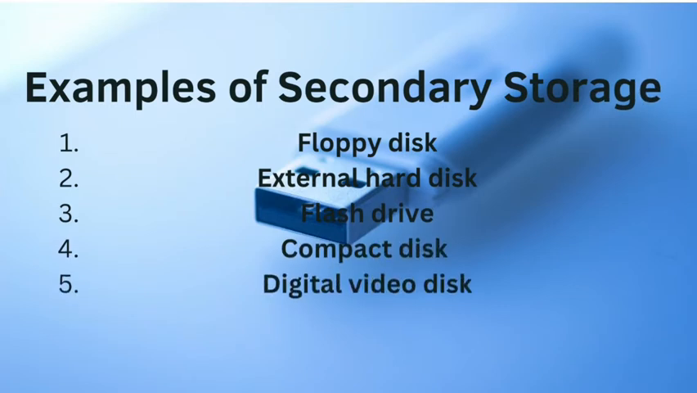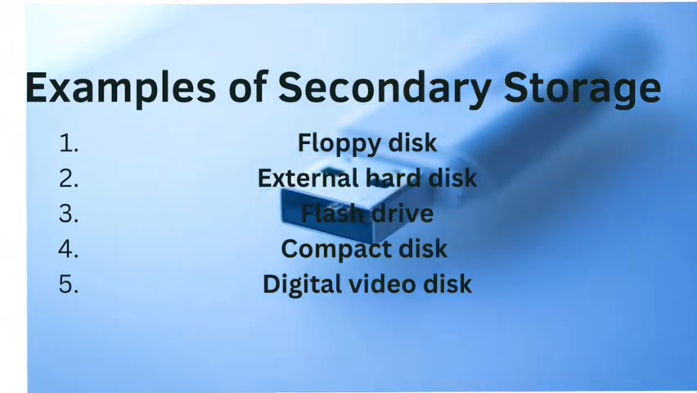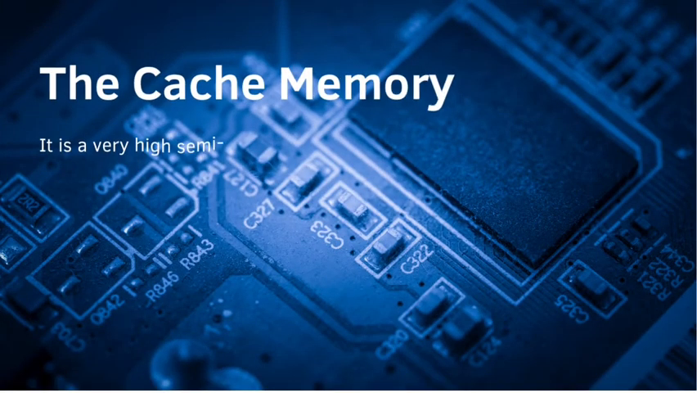You have examples of a secondary memory. You have floppy disks, which you can also call diskette. You have external hard disks or external hard drive. You have your flash drive, like I said earlier. You have a compact disc called the CD, and you have DVD, called digital video disc. All of these are examples of the secondary memory. Why are they called secondary memory? Because they are auxiliary in nature.